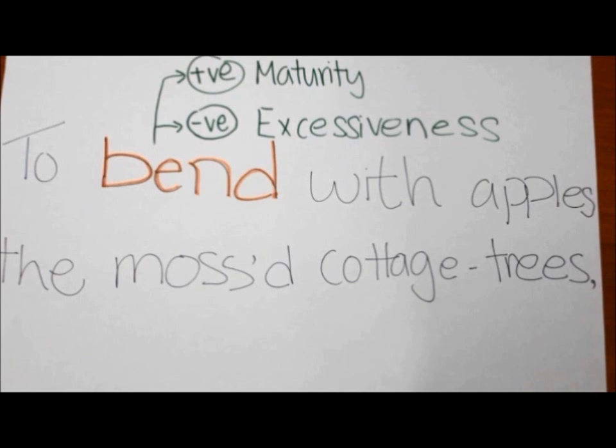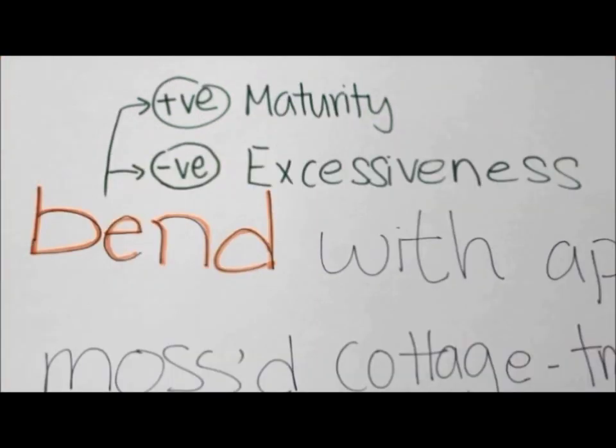To bend with apples the mossed cottage trees. The word bend here refers to the maturity and large amounts of apples. This shows that old age and death is a point in time where you have grown and matured, thus requiring a change as represented by bending of trees.